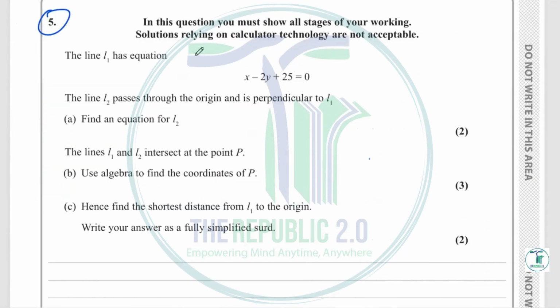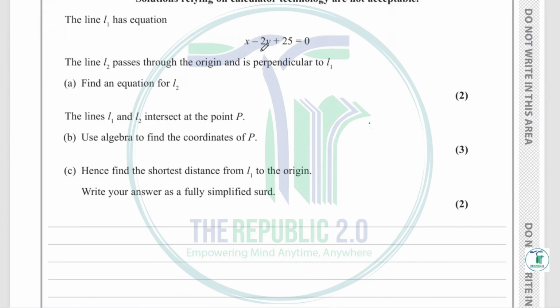The line L1 has equation x minus 2y plus 25. The line L2 passes through the origin and is perpendicular to L1. So if it is perpendicular to L1, the slope of L2 should be the negative reciprocal. And we've already got the point, which is the origin. So I'll just write this equation in y = mx + c form.